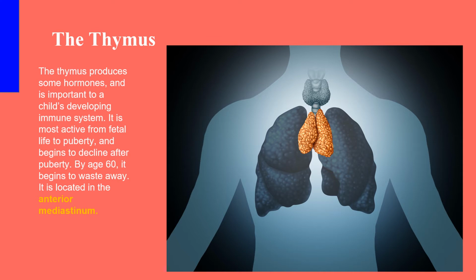From about the age of 60, it really starts to waste away until it is all but gone in old age. It is typically found anterior to, meaning in front of, the heart in the mediastinum, the area in the middle of the chest behind the breastbone.